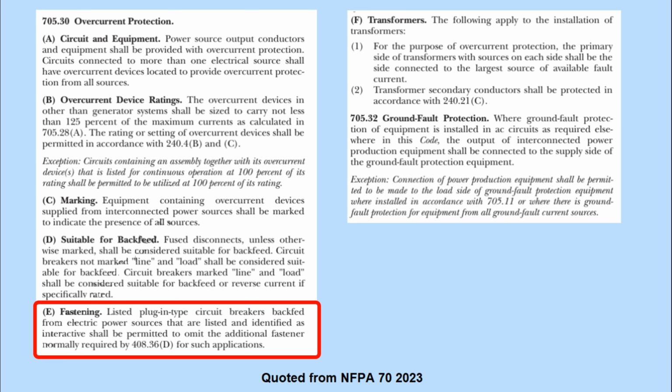E. Fastening. Listed plug-in type circuit breakers backfed from electric power sources that are listed and identified as interactive shall be permitted to omit the additional fastener normally required by 408.36d for such applications. For example, portable generator backfed breakers are required to be fastened in place, the theory being that someone could remove the backfed breaker while it's actually energized and get shocked, or worse. But solar inverters that are listed and labeled as grid interactive will shut down within 1 or 2 cycles, so that circuit won't be energized if someone pulls it hot. They shut down within milliseconds, so they don't present a shock hazard.